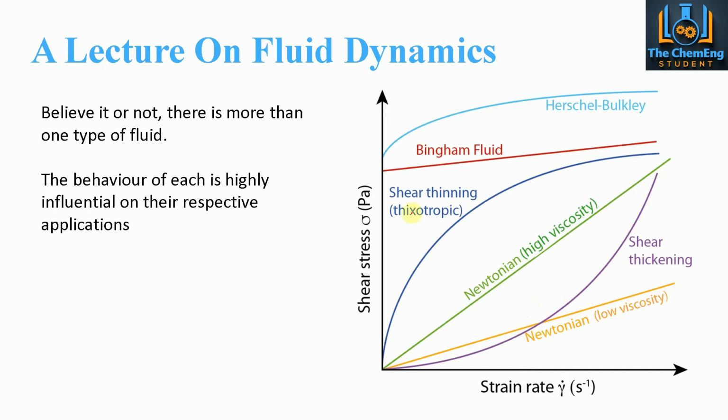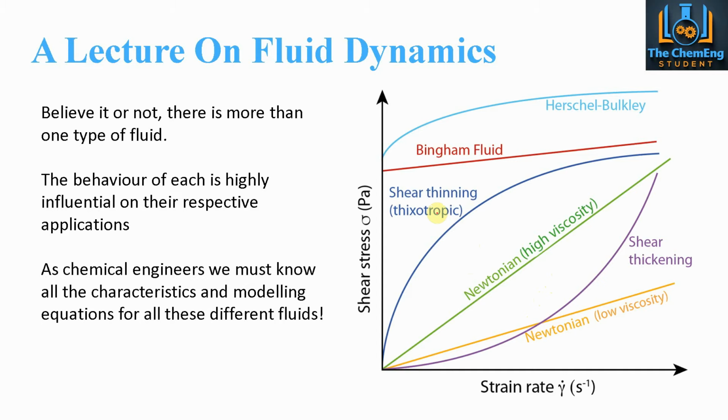So what we want is things like shear thinning fluids. We potentially want Newtonian fluids, but the ideal one is a shear thinning fluid, because we want very, very low viscosities. Now, as chemical engineers, we need to know the characteristics and the modelling equations of all these different types of fluids. It sounds daunting, but it is actually very straightforward once you get your head around the distinction between Newtonian and non-Newtonian fluids.